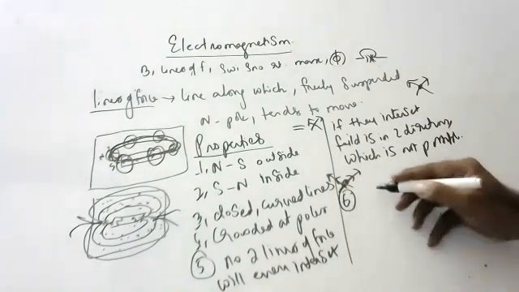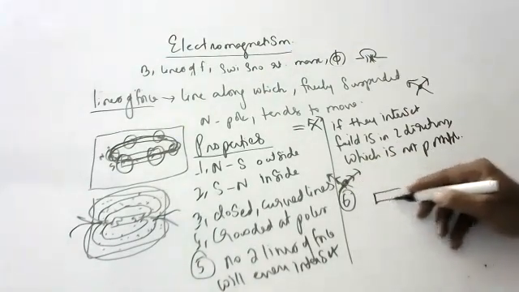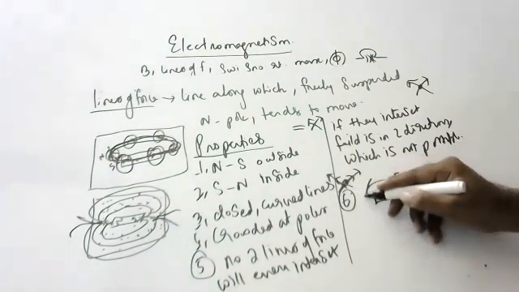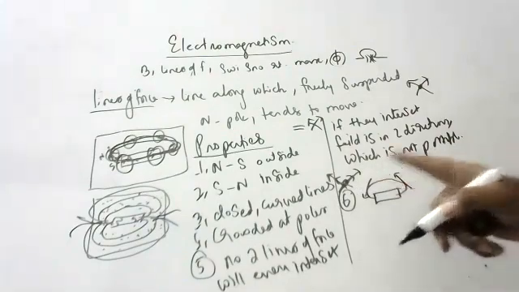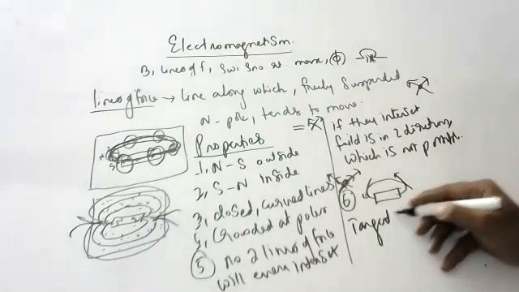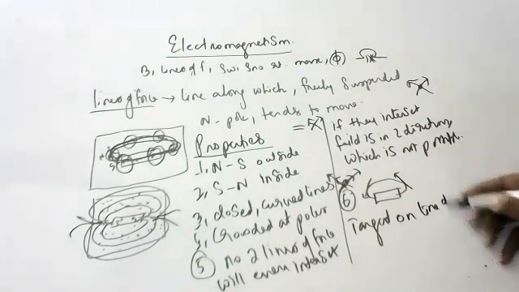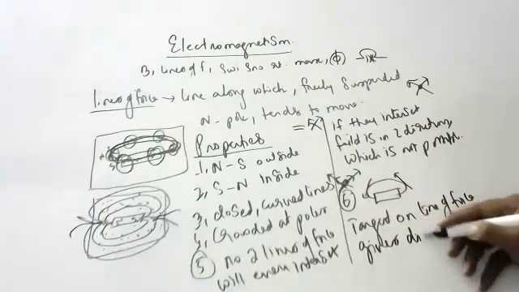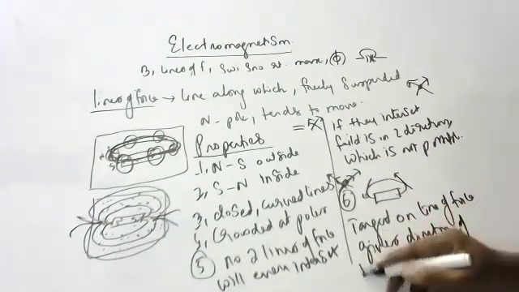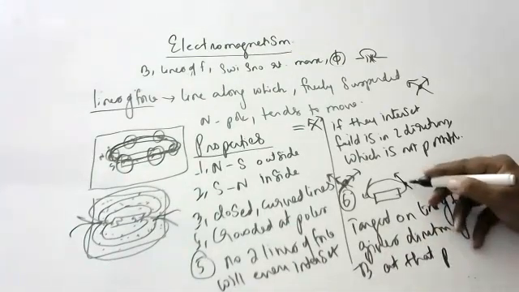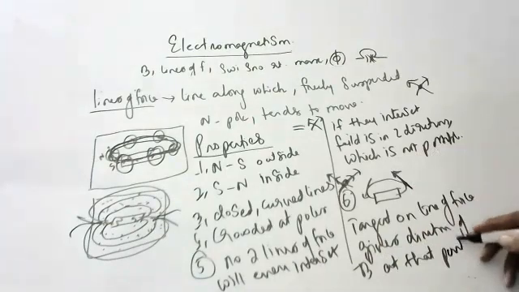And the last one, children, this is the line of force. On the line of force, at any point you draw a tangent. The tangent on the line of force gives the direction of magnetic field at that point. Only at that point. At this point, the direction of magnetic field is like this.